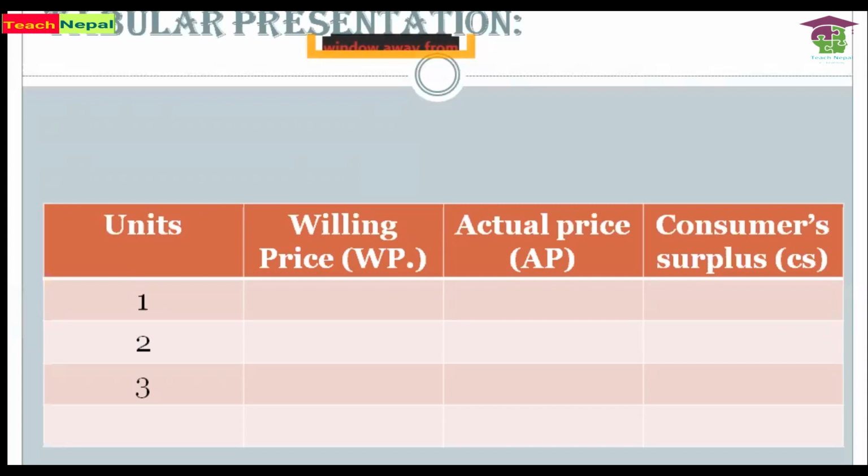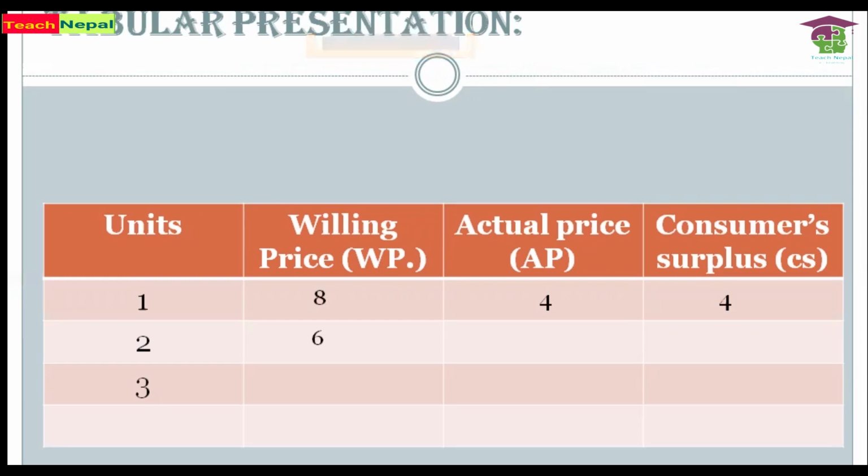First unit provides 8 marginal utility. That's why the consumer is willing to pay rupees 8. But actual market price is only rupees 4. Since willing price is higher than actual price, consumer surplus exists. The consumer surplus is 4, which is the difference between willing price and actual price.